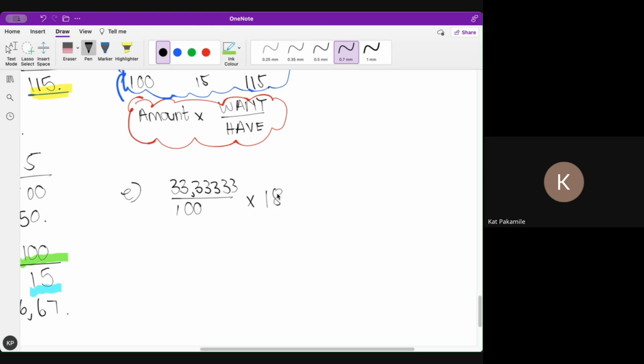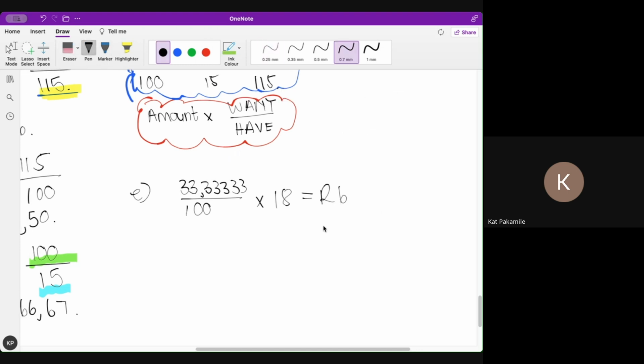I think it's 18. So what is 33 and a third percent of 18? That is 6 rand. Okay, it's 6 because it's 5.9999. If you want to round this one off, this 9 is going to move this one up, which is going to move this one, which is going to move this number. So it's just 6. Okay, so our discount is 6 rand.